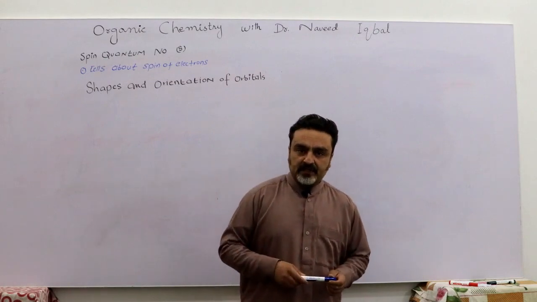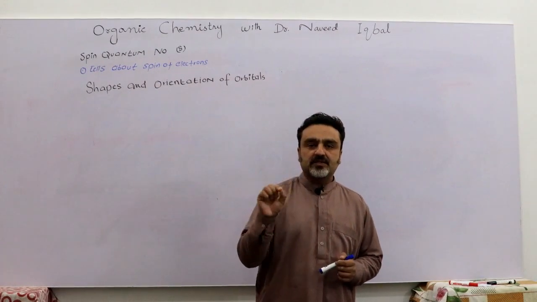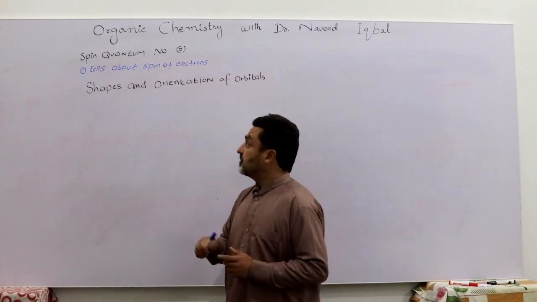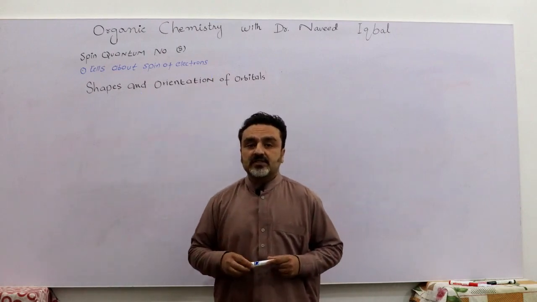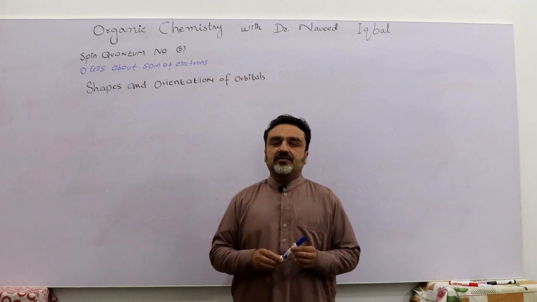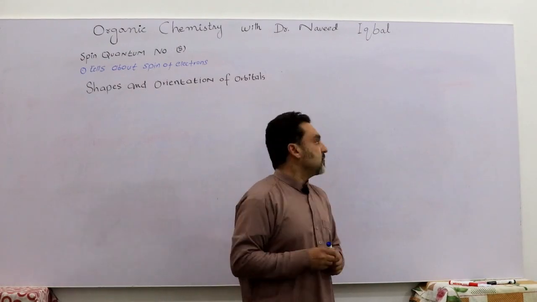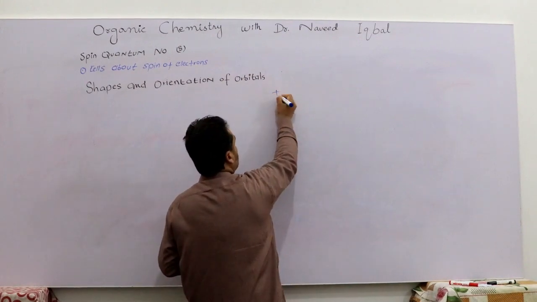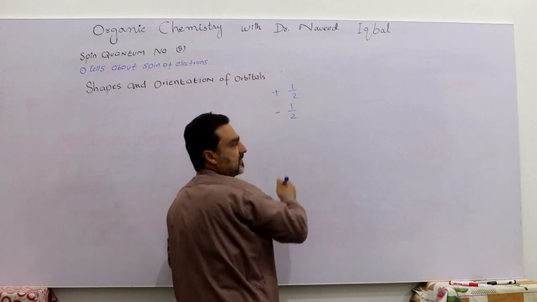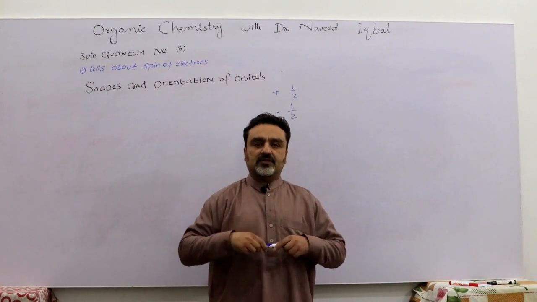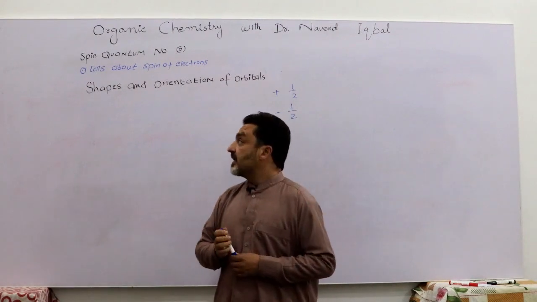It's again a number, and the spin quantum number is represented by a lowercase letter s. It tells about the spin of an electron. It just tells us whether an electron is spin up or spin down. It has two values, plus half and minus half. One value is for electron spin up, and the other is for electron spin down.